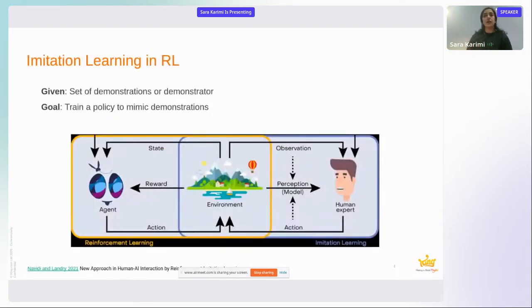So imitation learning in RL can be thought of as a problem where we are given a set of demonstrations or a demonstrator, and the goal is to train a policy to mimic these demonstrations. While in a normal reinforcement learning setting, the aim is to learn a model using exploration and exploitation in the environment, in imitation learning, we are trying to learn by imitating an expert policy. So the goal here is to take the best of both worlds and have a better performance, basically.